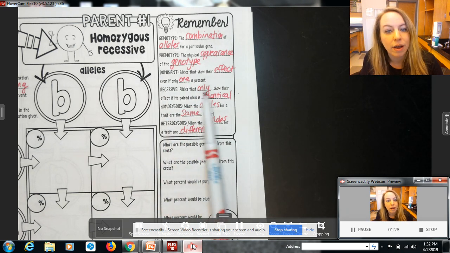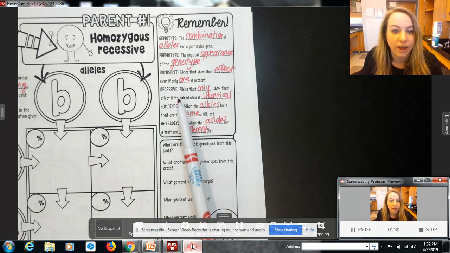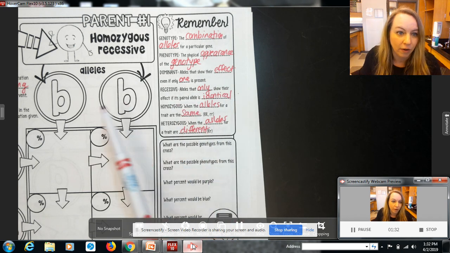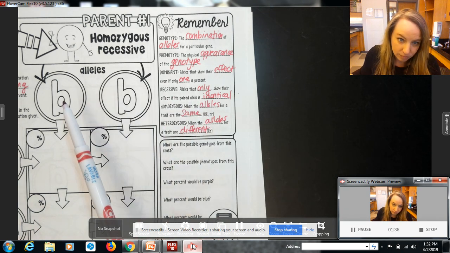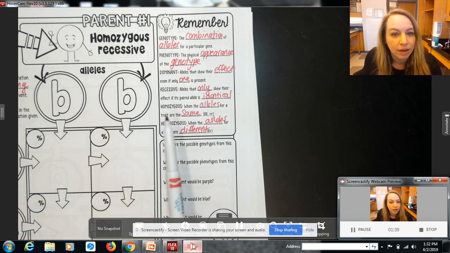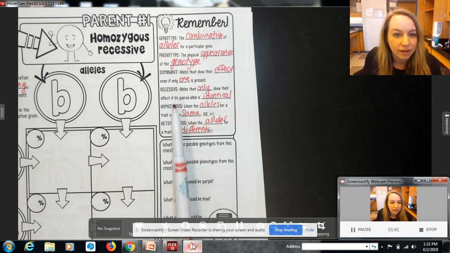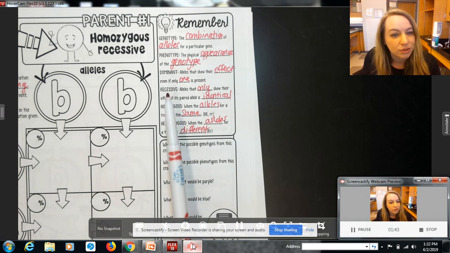Recessive alleles are alleles that only show their effect if the paired allele is identical. So little b and little b are both alleles, okay? And when they're both the same, that's known as being homozygous recessive. And I know it's recessive because it's lowercase.